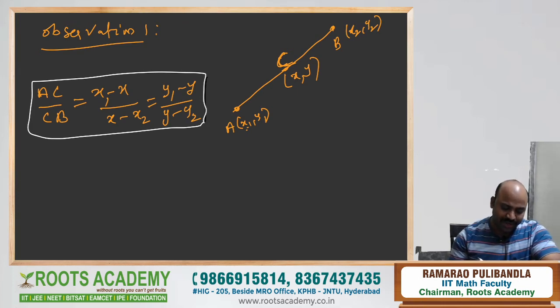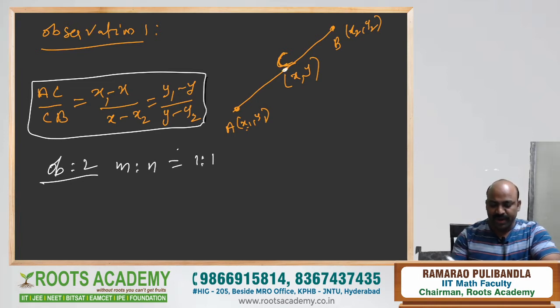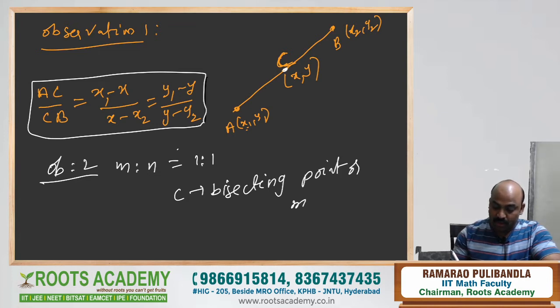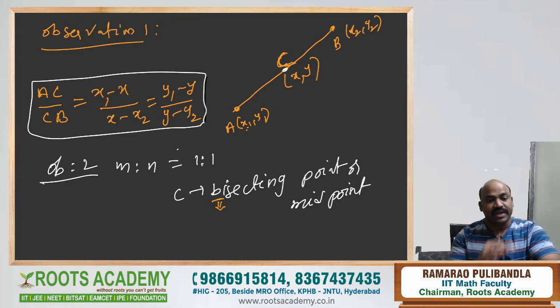So observation 2, or case 2, is nothing but: if the ratio m is to n is 1 is to 1, this fellow will become the midpoint. So C is called the bisecting point. We call it a bisecting point or midpoint. What is the meaning of bisecting? Bi means two. Secting means cutting. So it is cutting into two equal parts. That's called a bisecting point, right?